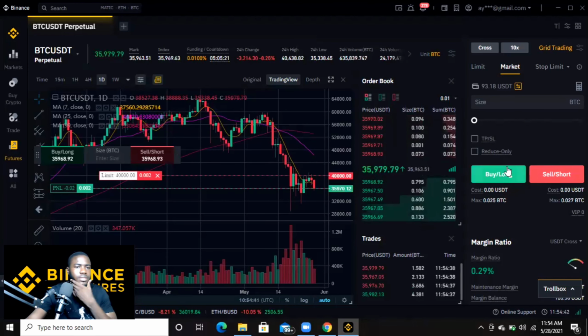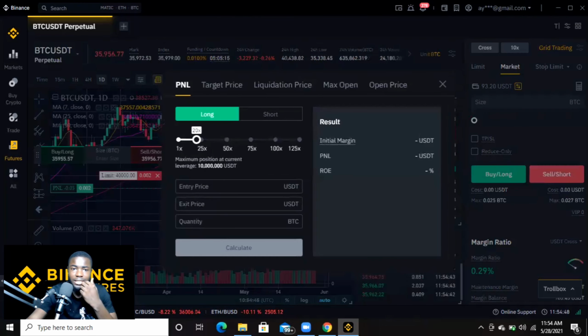So what else do I need to cover as regards futures? The calculator is my main price, right? I really love using the calculator because it really gives me an insight of what I am to expect when I do enter a trade.